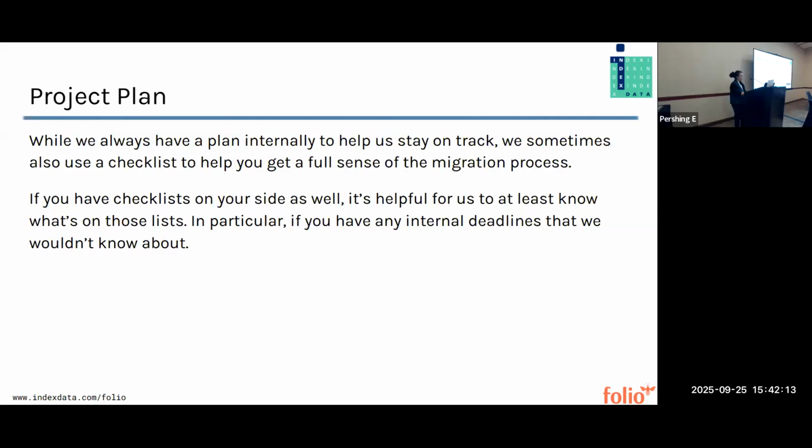In addition to that project plan, we also sometimes use a checklist to make sure that you on your side get a full sense of the migration process. And we'll look at sort of part of a checklist later on in this presentation. But I did want to mention a lot of times libraries have their own vision of how this is going to work from their side, right? So you've got your checklist and you've got your project plans. And it's really helpful for us at least to know what's on those lists, in particular, if you have any deadlines that we wouldn't know about, right? Sometimes those don't come out until they are a little bit close for us to accommodate. So it's helpful if we're all sharing the same documentation as much as we can.